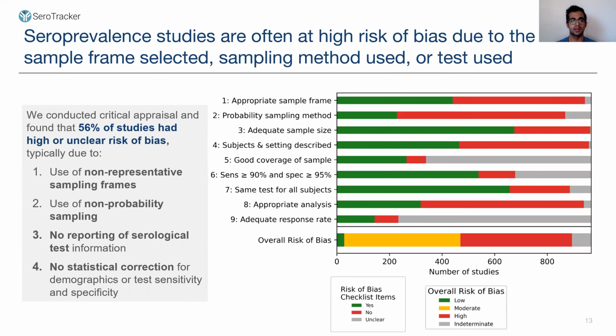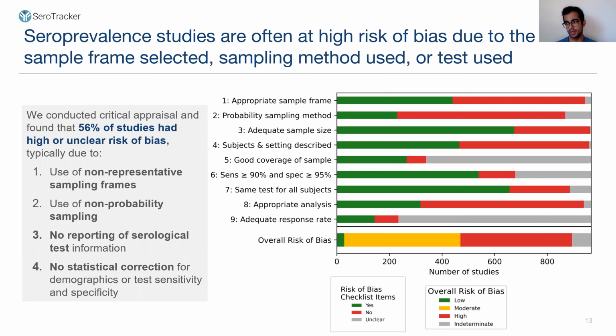So from that same meta-analysis I was talking about earlier, we critically appraised every study in duplicate, and across these 900 studies, we found that over half of studies were at high or unclear risk of bias. There were a few different things going on here, generally related to the use of questionable sampling methods, or the use of serological assays that didn't necessarily generate robust or reliable estimates of seroprevalence.